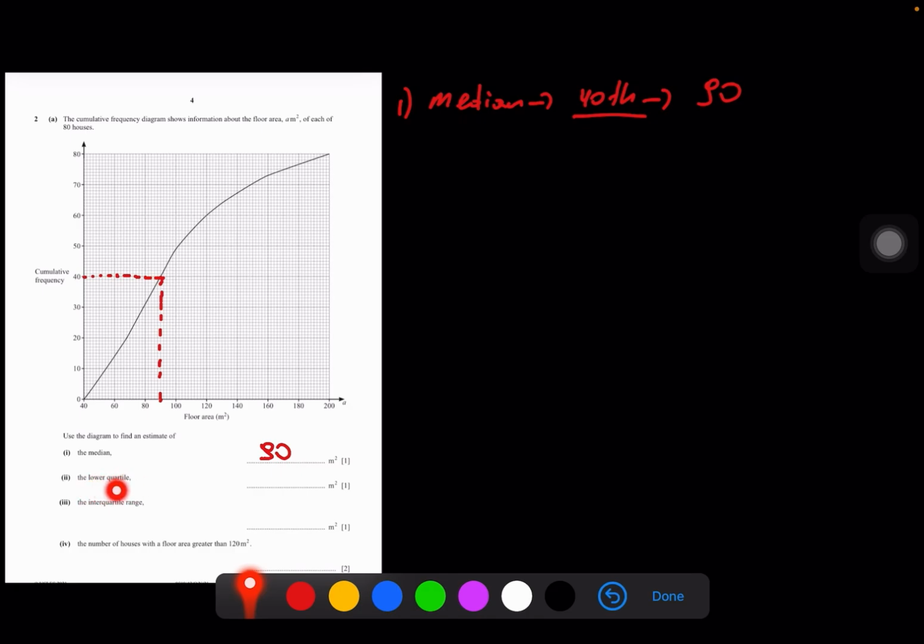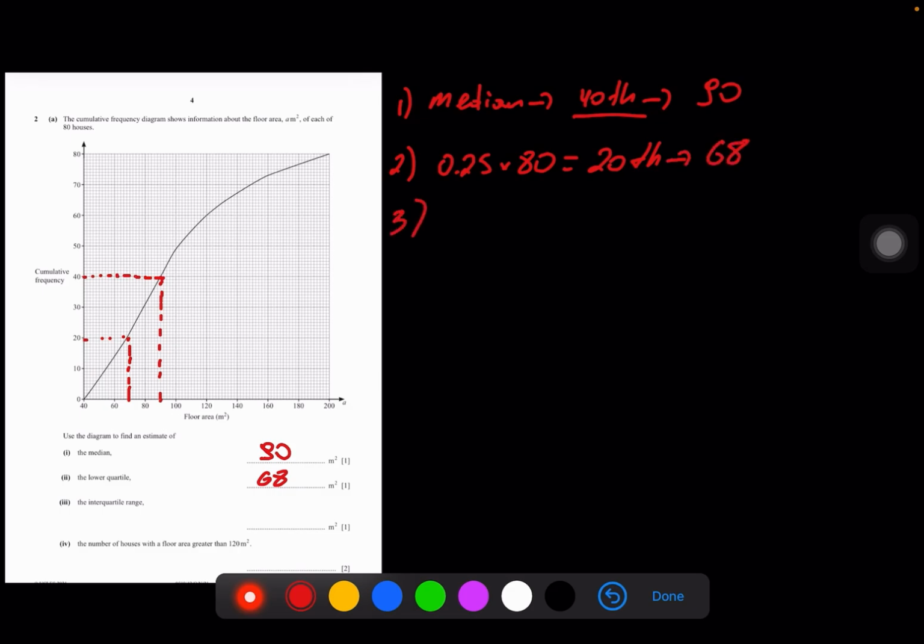The lower quartile is 25% of the whole data. We have 80 houses here, and we have to find 25% of 80, and this will be 20. We have to find the value at 20 as well, and this will be 68. The lower quartile is 68 here.